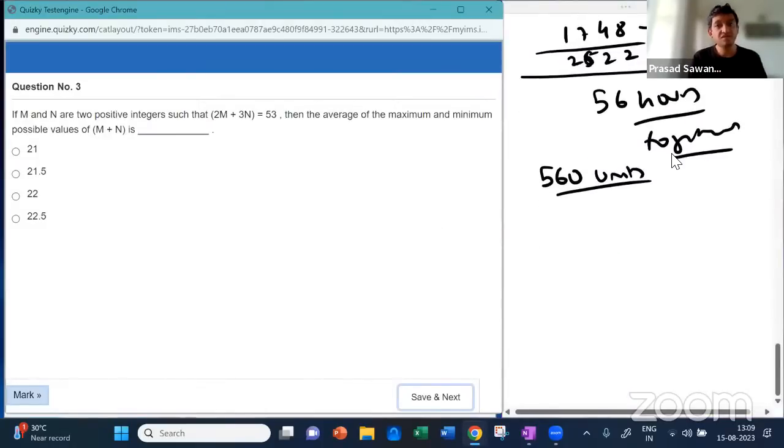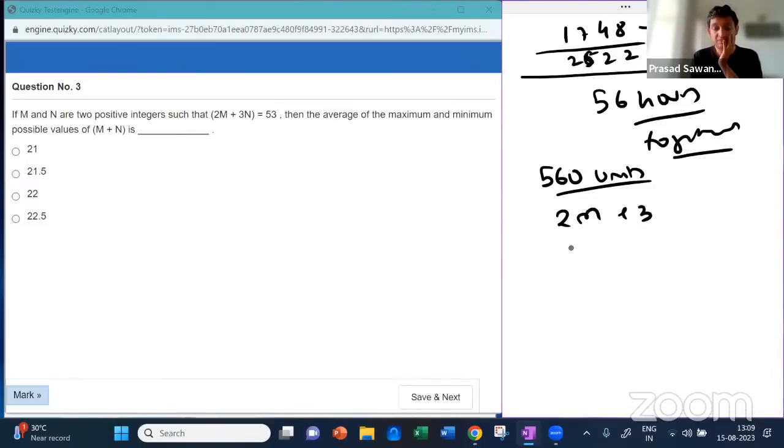Okay. 2m plus 3n, two positive integers such that 2m plus 3n is 53. Average of maximum and minimum possible values of m plus n. Okay. So 2m plus 3n is 53. Now let's say n is 1, which is the most basic number. Then m will become 25. So m plus n will be 26 here.